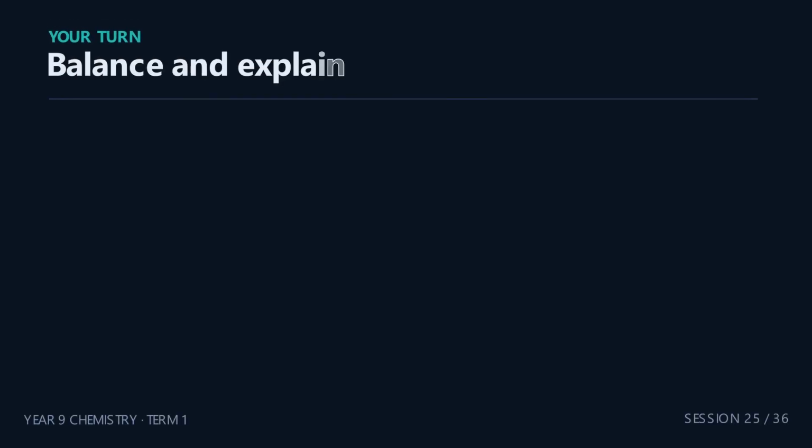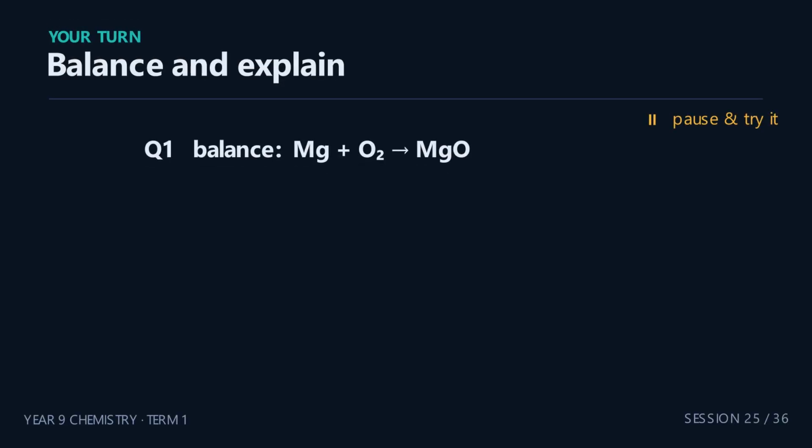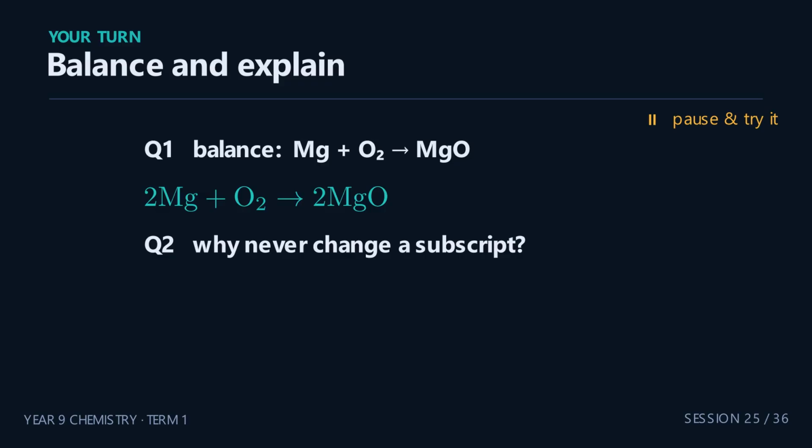Let's practice together. Can you balance Mg plus O2 gives MgO? Pause the video and try it. Balance the oxygen first, then the magnesium. 2 Mg plus O2 gives 2 MgO. And a thinking question, why must we never change subscripts? Because a different formula is a different substance. Changing H2O into H2O2 turns water into hydrogen peroxide. We change the amount with coefficients, never the identity with subscripts.